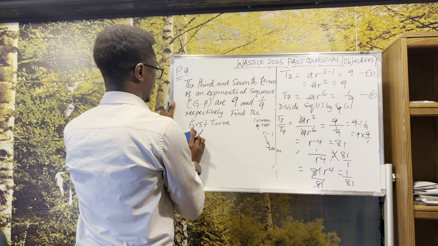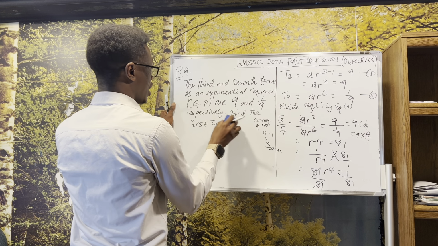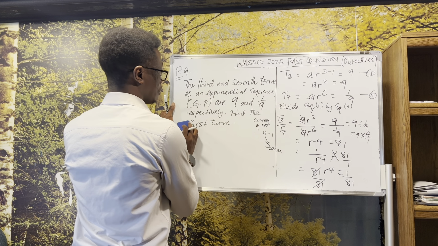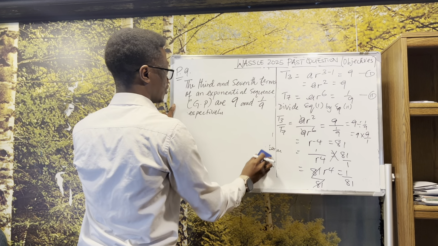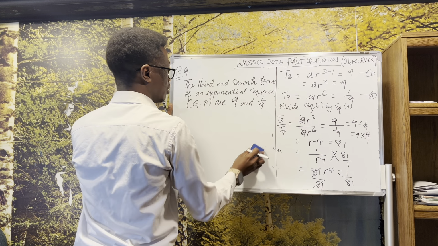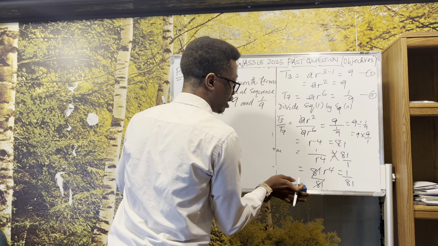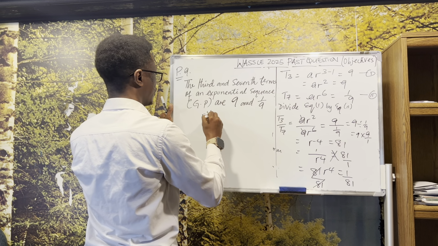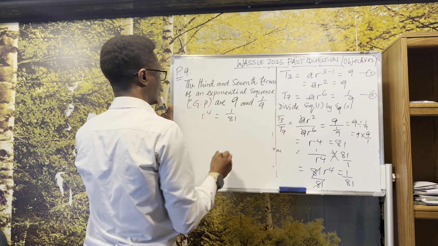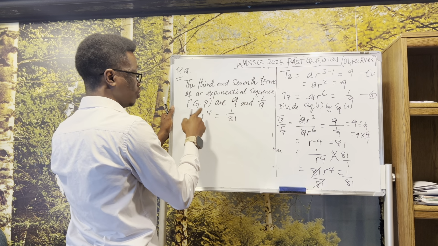And let's see. We are asked to find the first term. Okay, we'll come to that. Let me just get some space. So now we are left with r raised to the power 4 equals 1 over 81. You need r.